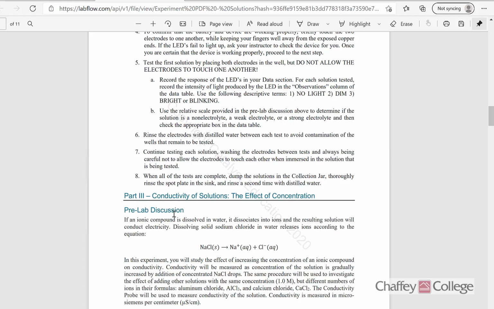Okay, so let's first see what are these 3 parts. Let me briefly explain the 3 sections of this lab.